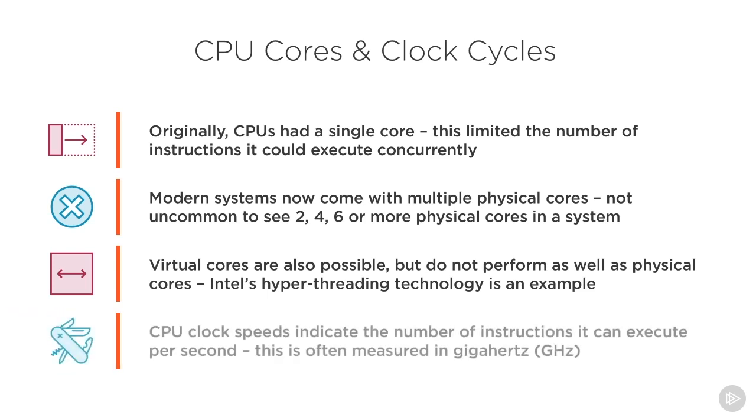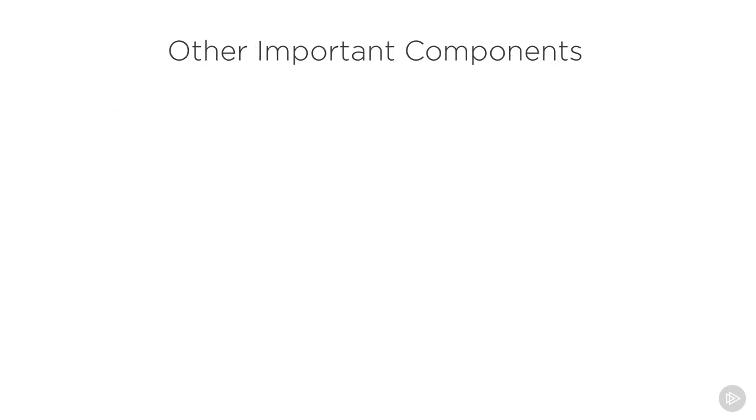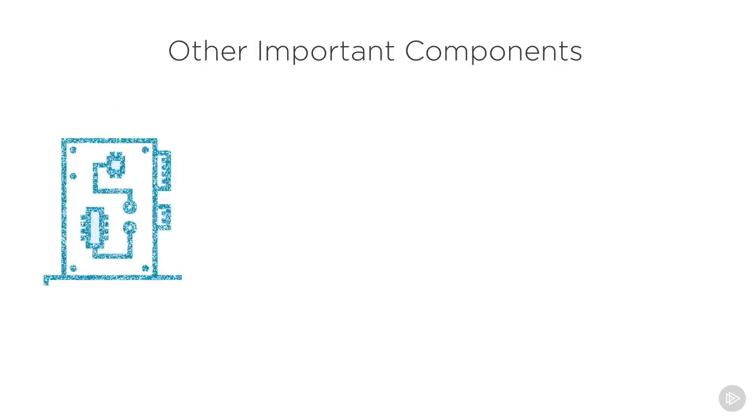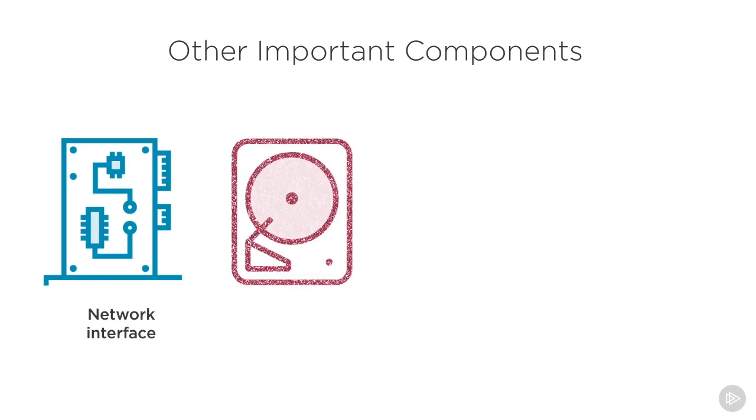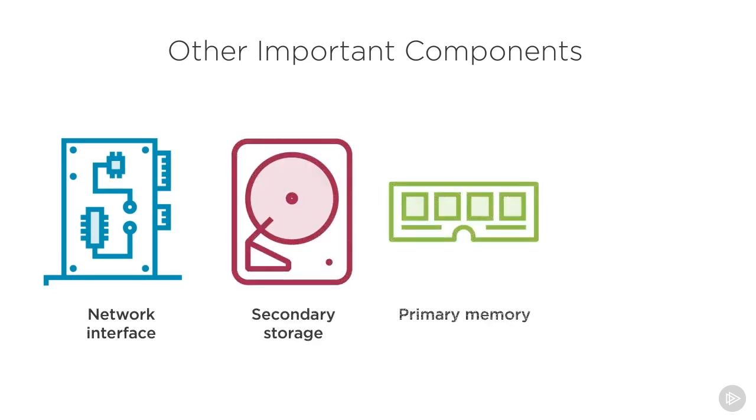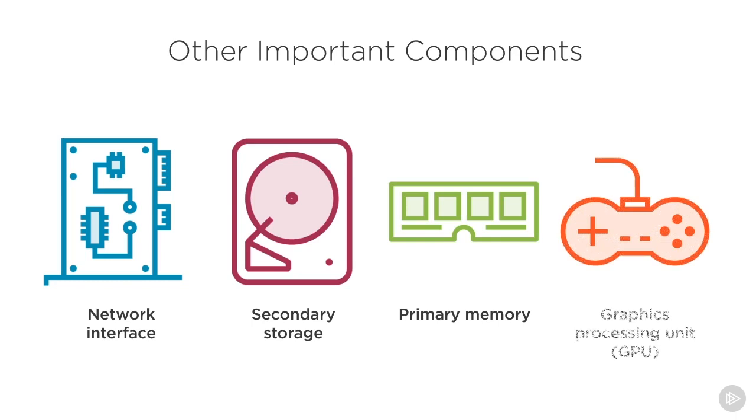And finally, there are CPU clock speeds. This number indicates the number of instructions a CPU can execute per second, and you'll oftentimes see this measured in gigahertz. As central as the CPU is, there are other important components, such as the network interface cards, secondary storage, your primary memory, and graphics processing units, or video cards. All of these play a role in system performance and capabilities, and we'll continue to discuss their importance throughout this course.